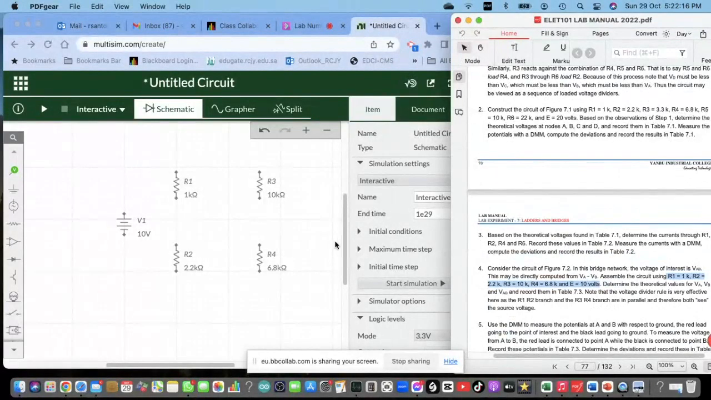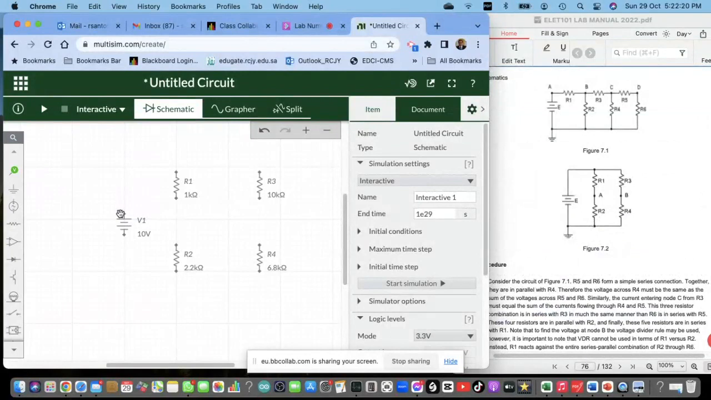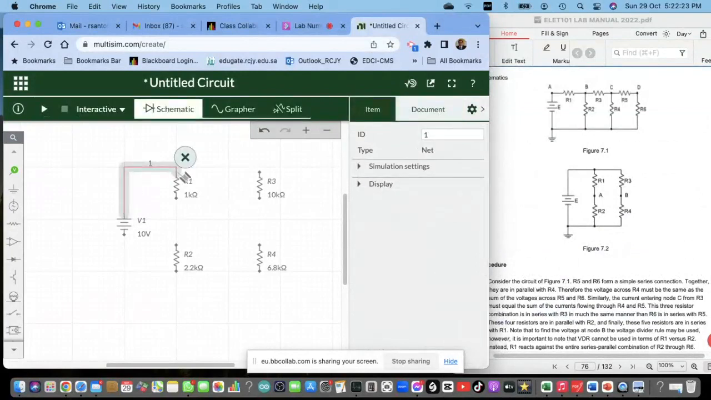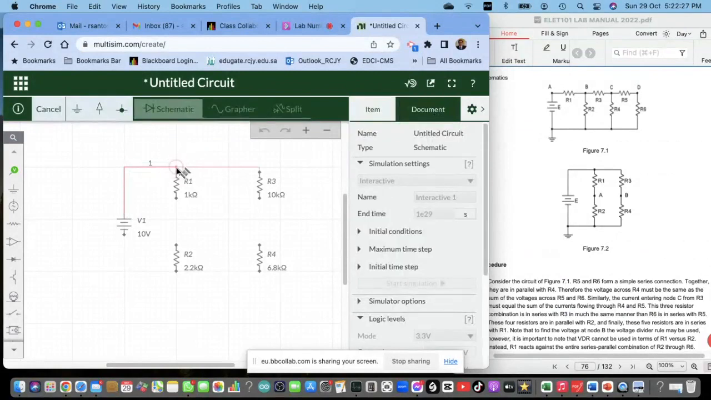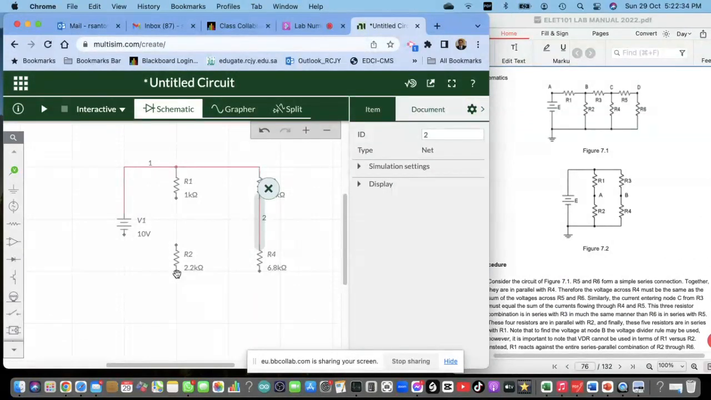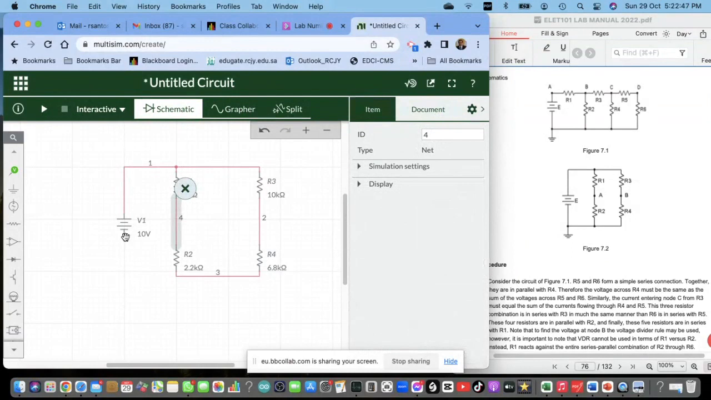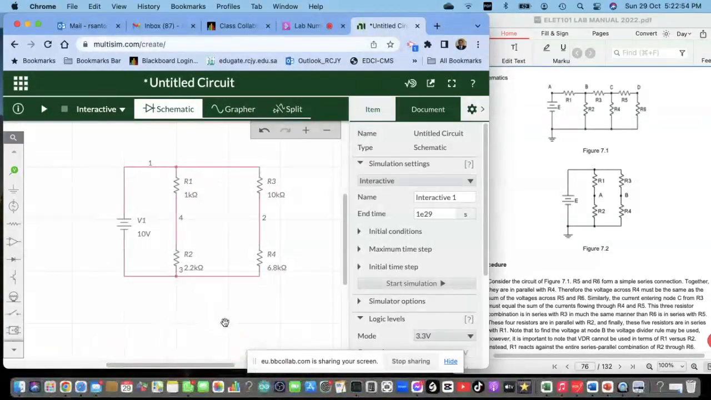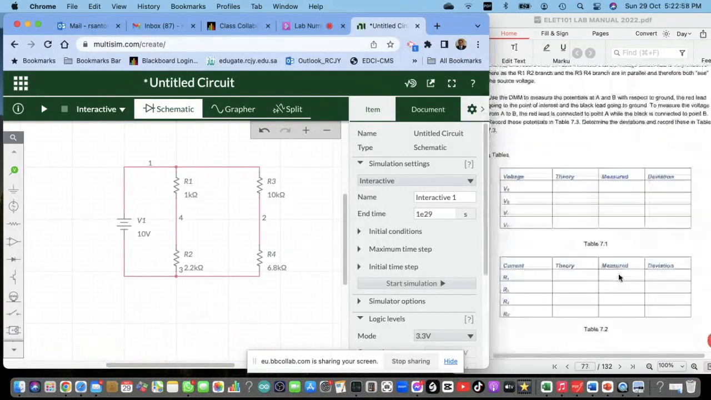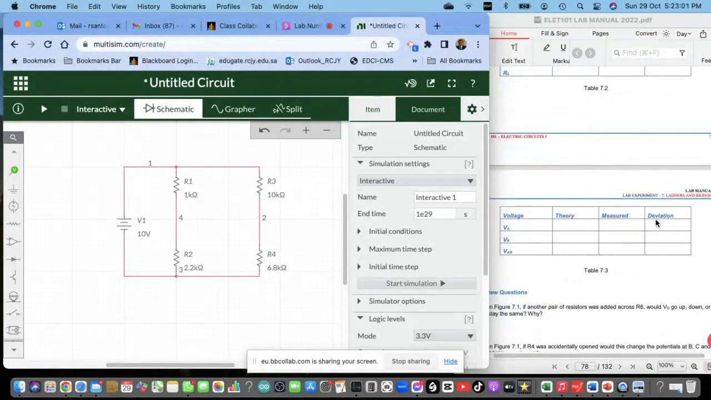All right, now let's connect the circuit. Connect this one there, then this one goes there, and this one goes here. This one goes to this point, and this one goes to this point. All right, so what do we need? We need the measured values for VA, VB, and VAB.